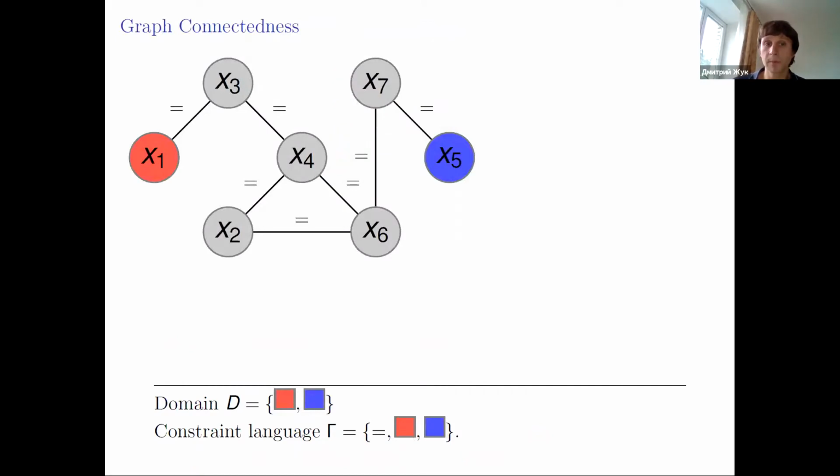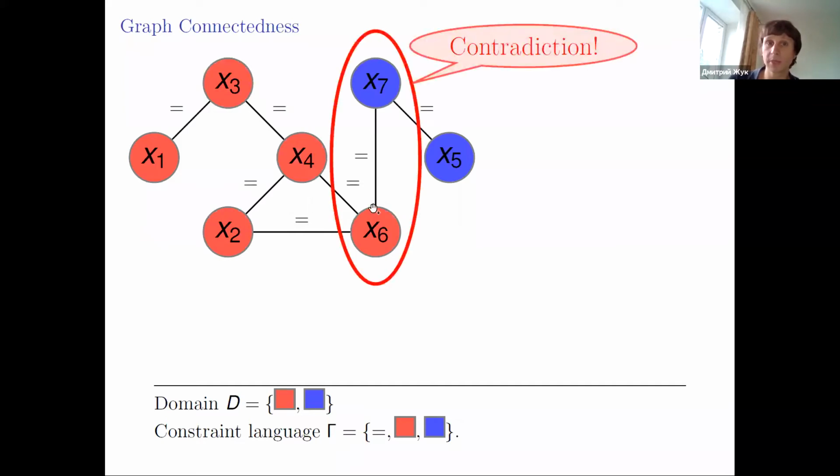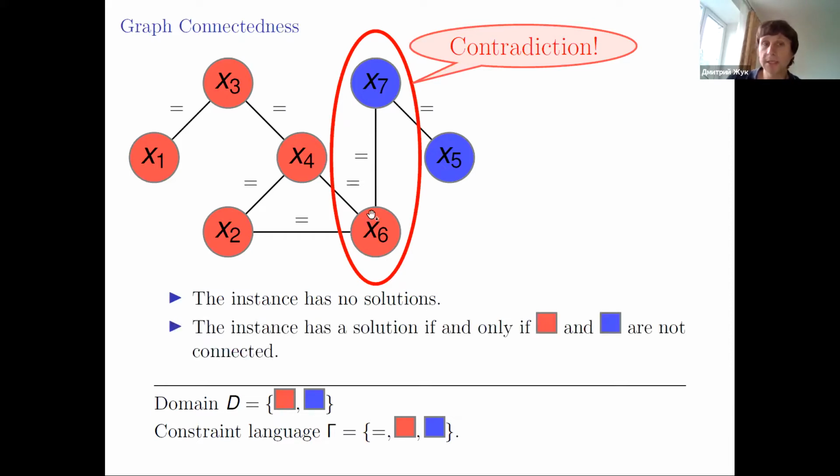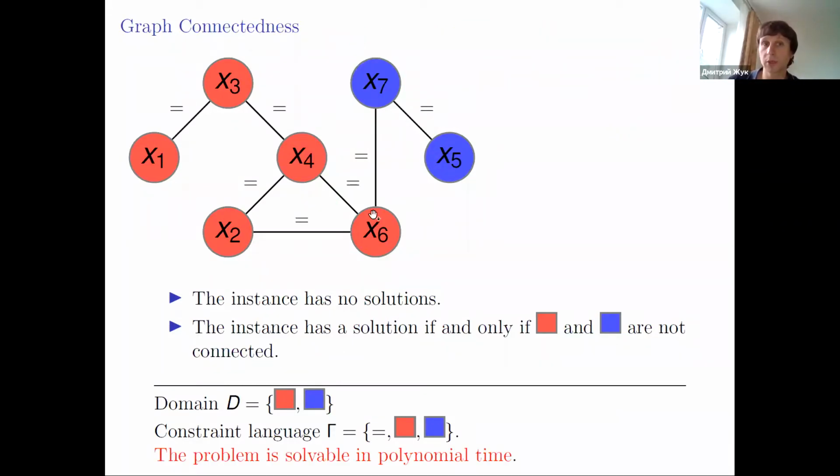The next example. Sorry that I have so many examples. Anyway, if we have two elements in our domain and three predicates in our constraint language, equality and also two unary constant relations, we can mark some variables as red or blue. For example, in this instance, if we try to find a solution, we get a contradiction, because here we have equality, but one variable is red and another is blue. So this instance has no solutions, and it's clear that the instance has a solution if and only if we cannot connect red and blue vertices. So this problem is also easy. It can be solved in polynomial time. We can easily check whether there is a path between two vertices, red and blue.